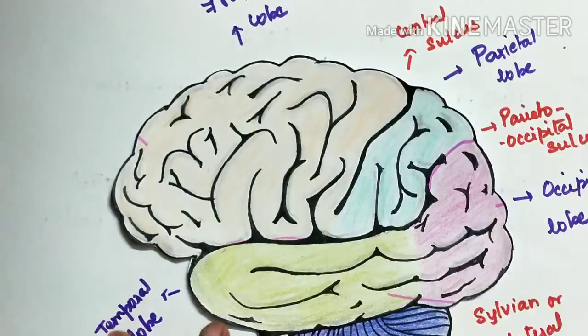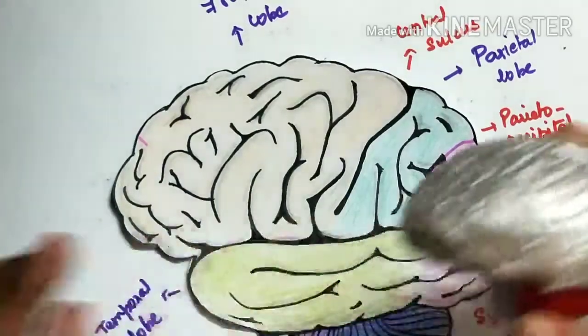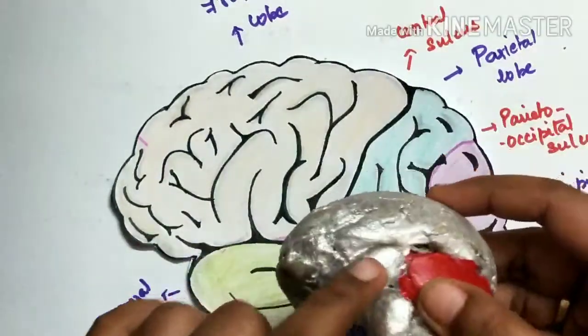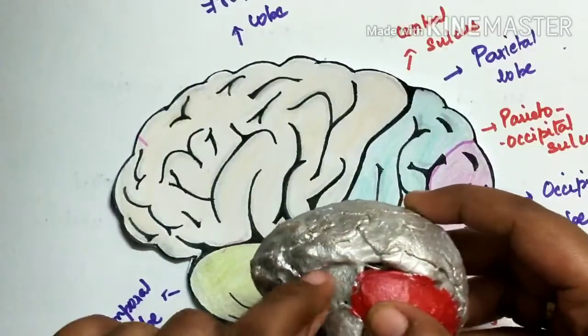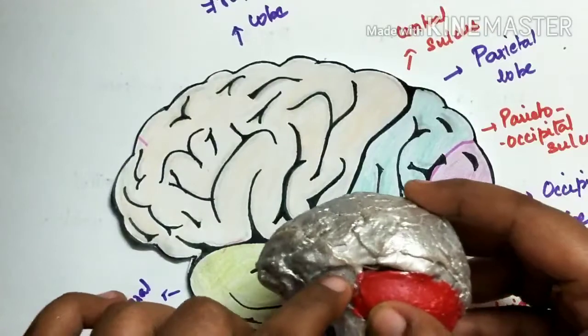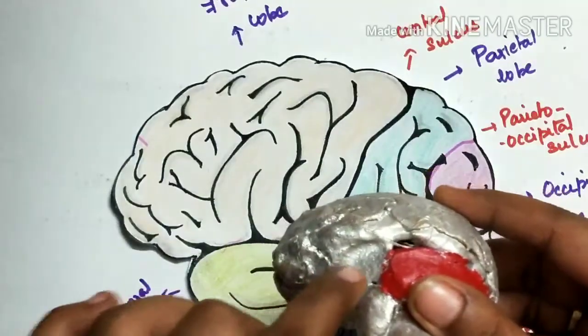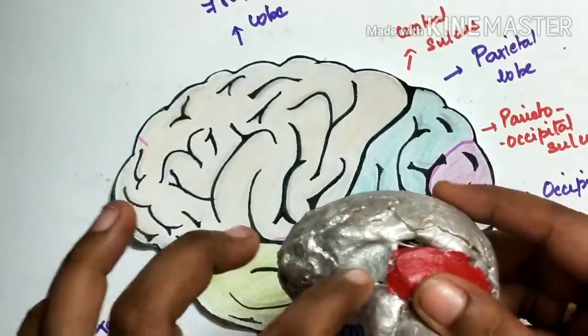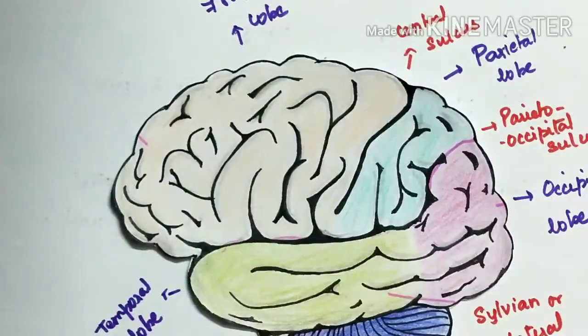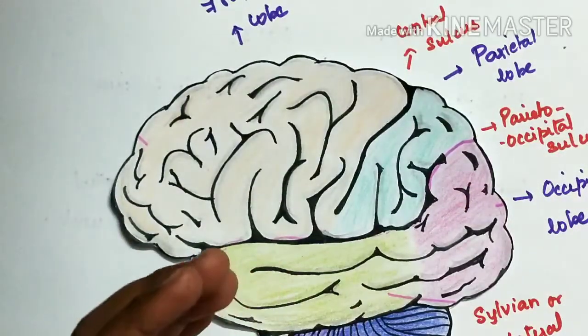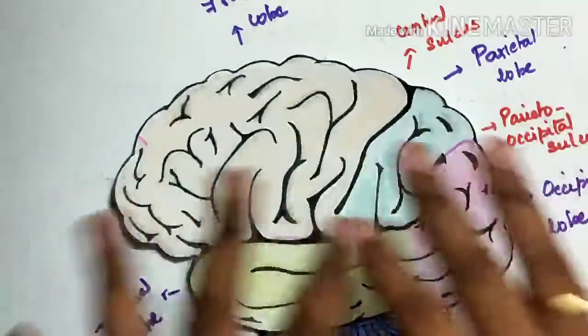One more thing: under the temporal lobe there is a gyrus, and that small gyrus is called the hippocampus. This is responsible for creating new memories. So this is the overall outline of our cerebral cortex.